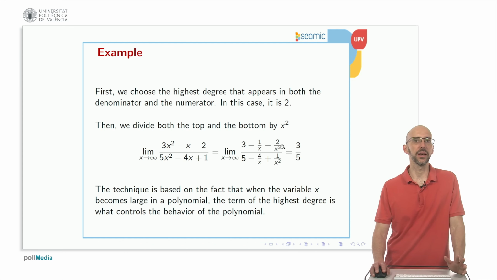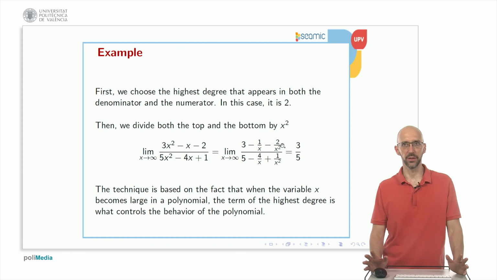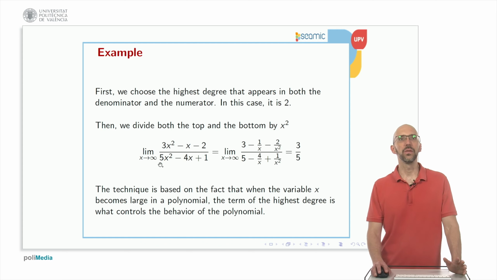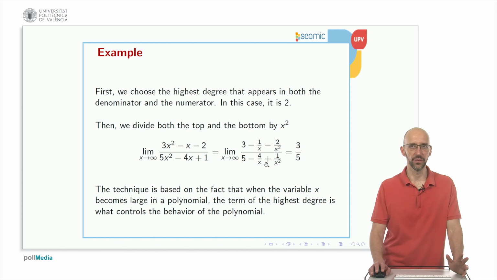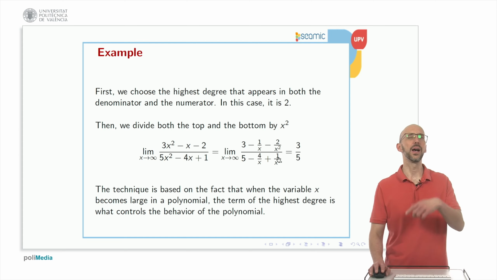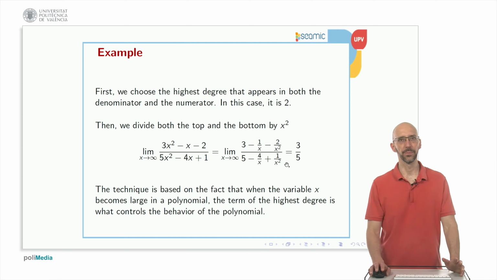And 2 divided by x squared is 2 divided by x squared. Nothing to simplify in this case. On the denominator, it happens the same. We divide all the terms by x squared. So we have 5 minus 4 over x after simplification plus 1 over x squared.